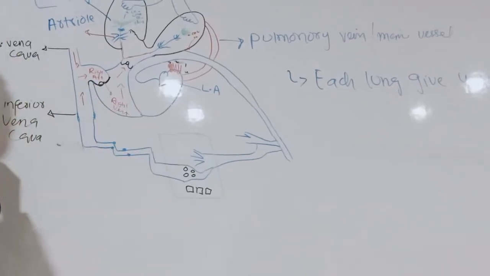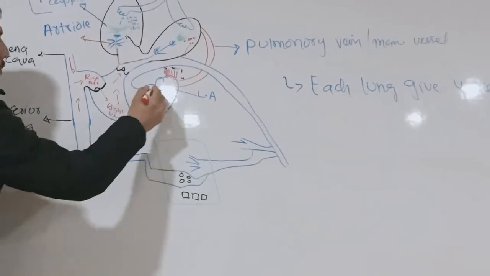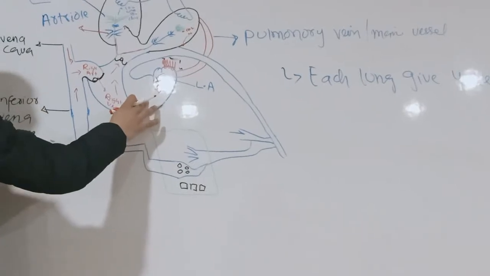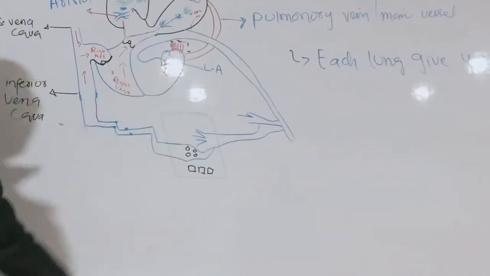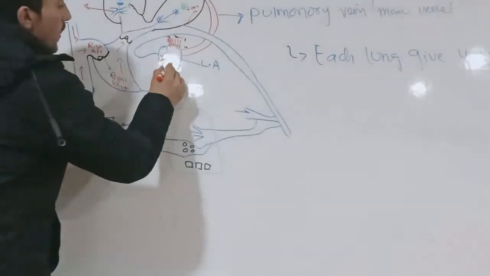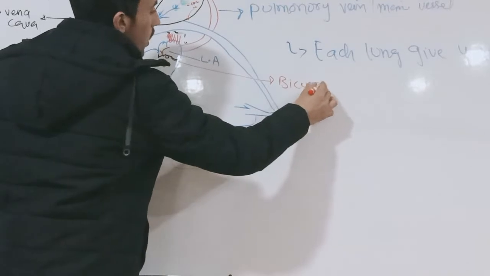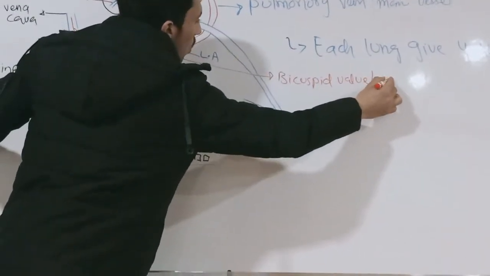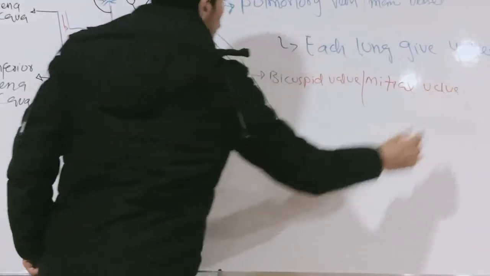then the blood from the left atrium will go to the left ventricle. Through which one valve? Through the mitral valve or bicuspid valve. This is the bicuspid valve or mitral valve.